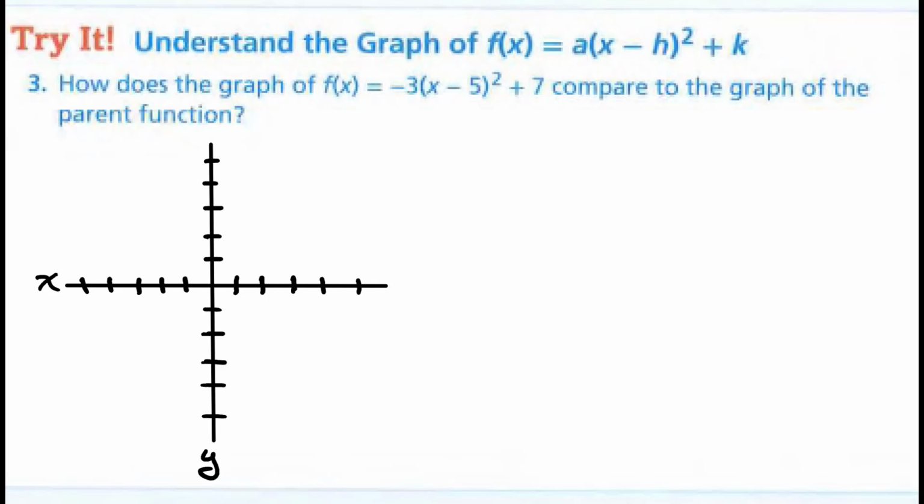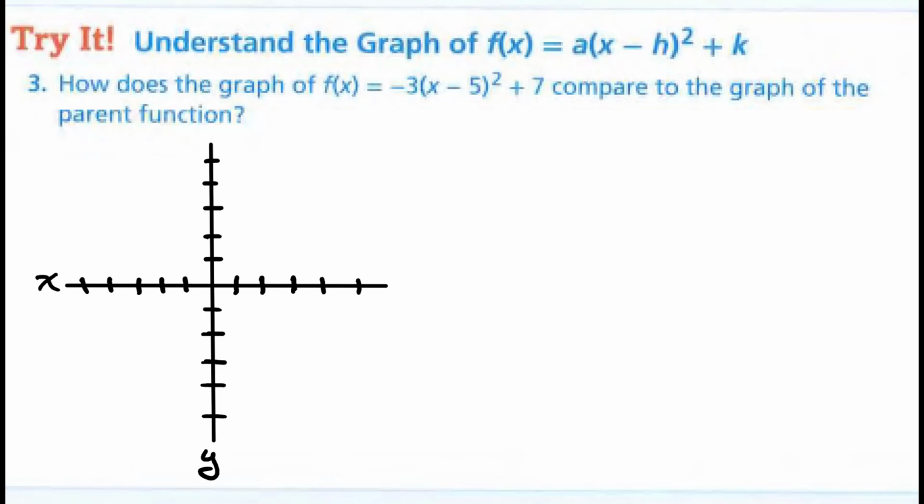All right, last example, example 3, and this puts it all together. We have an a, an h, and a k for our function f of x. In this example, we want to know, how does the graph of f of x equal to -3 times the quantity x minus 5 squared plus 7 compare to the graph of the parent function? Remember, your parent function is always just the basic f of x equals x squared.